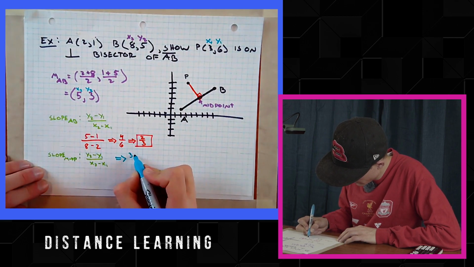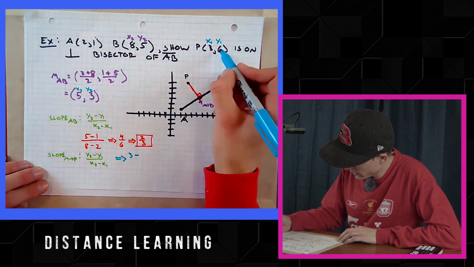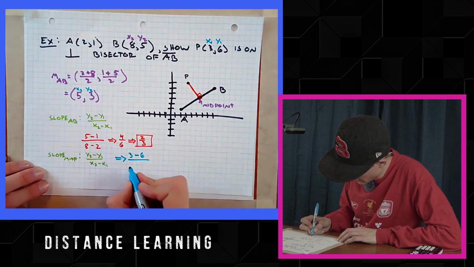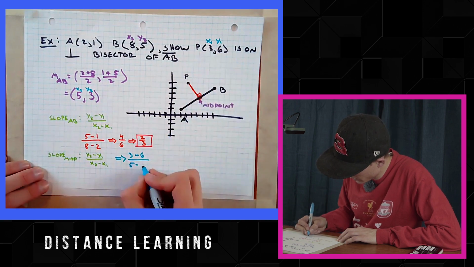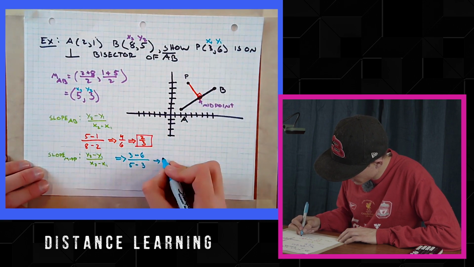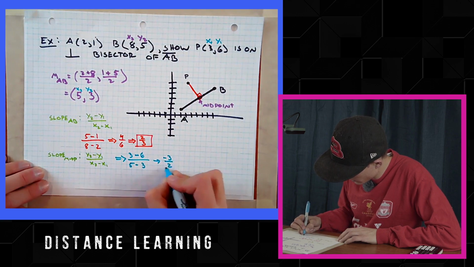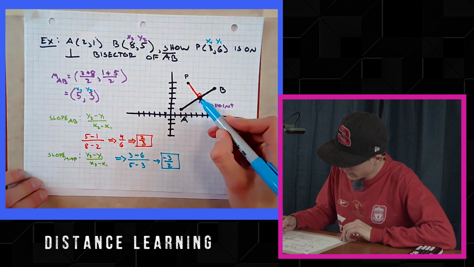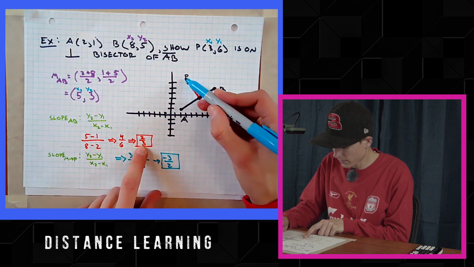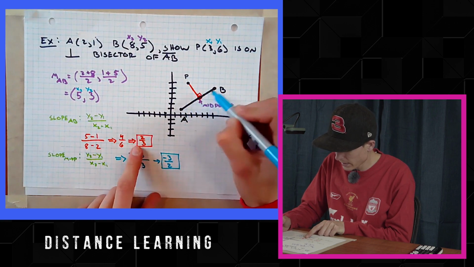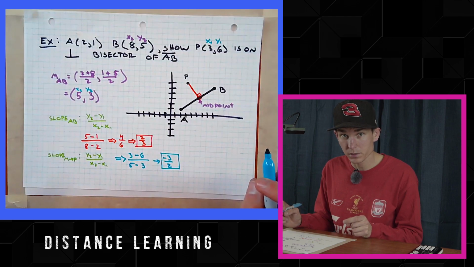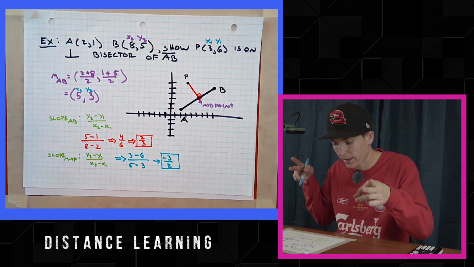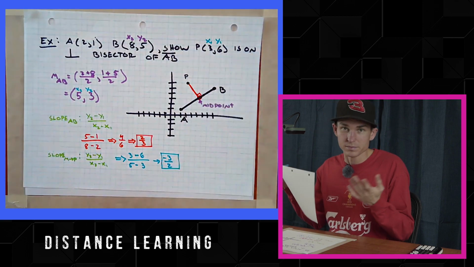So our slope, y2, 3 minus y1, 6 over x2, 5 minus x1, 3. 3 minus 6 is minus 3. 5 minus 3 is 2. And well, would you look at that? The midpoint here is that. And then if I find the slope from P to midpoint compared with the slope of A to B, they're perpendicular slopes. So it's on the perpendicular bisector. That's it.